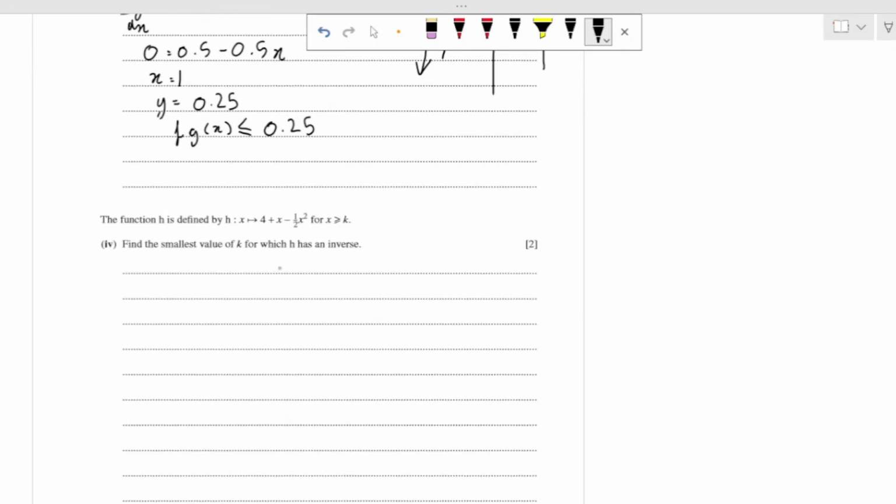The function h is defined by h(x) = 4 + x - 1/2 x square for x greater than or equal to k. Find the smallest value of k for which h has an inverse. Now this question means that the function must be 1 to 1.